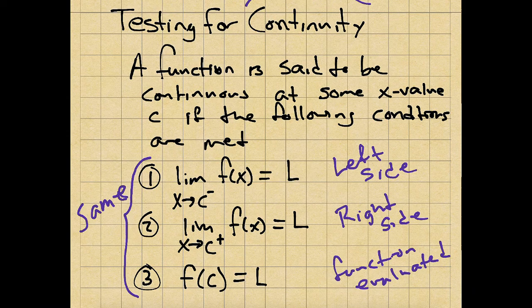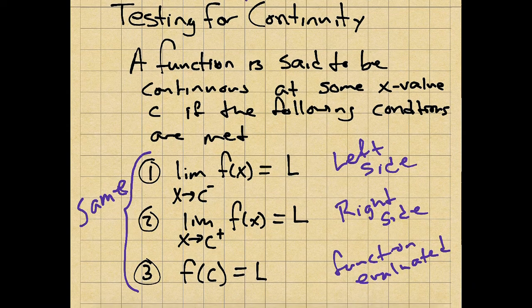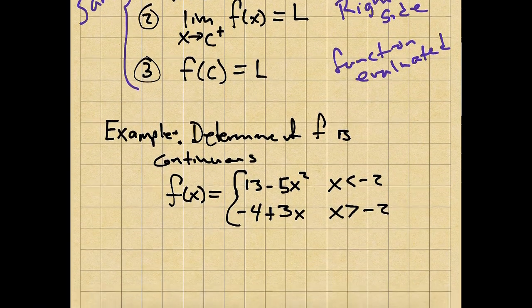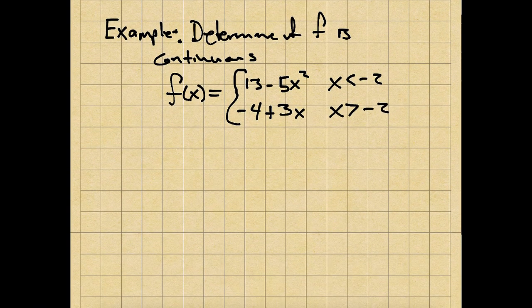If you don't write all three of those things out, you might get the idea of whether it's continuous or not, but you haven't formally shown that it's continuous. So what I mean by that is, determine if the following function is continuous. We've got a piecewise function here. The top is 13 minus 5x squared when x is less than -2, and -4 plus 3x when x is greater than -2.